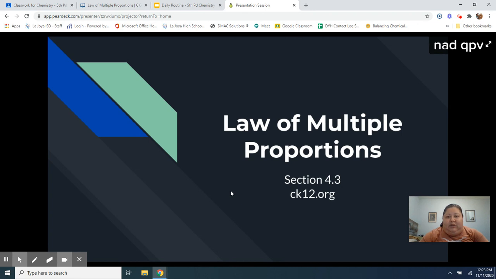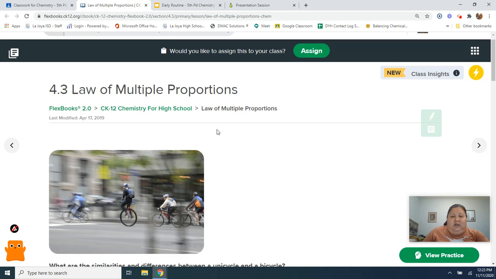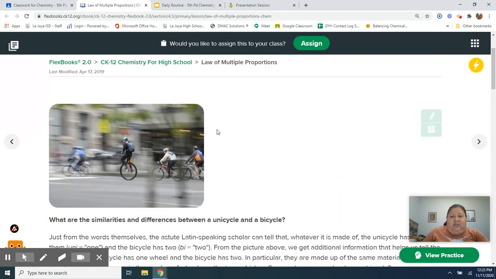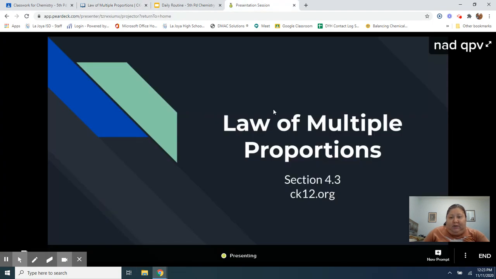We are today talking about section 4.3, law of multiple proportions. Remember, all this information is in the packet. It's just in a PowerPoint form. It is the same information that you should see on the electronic version, but you're going to see it in a PowerPoint.